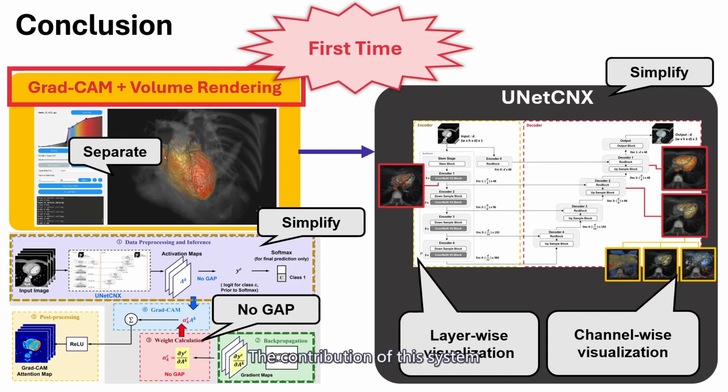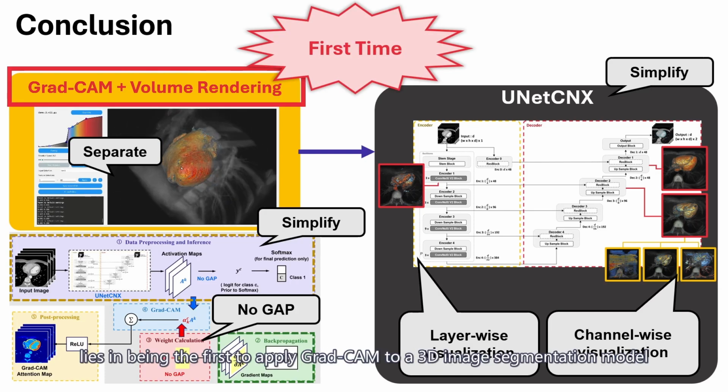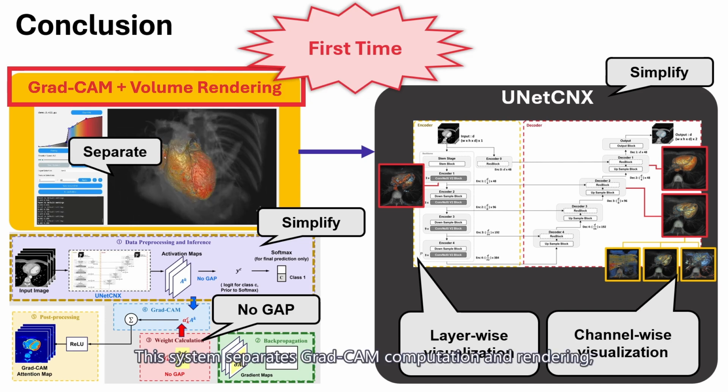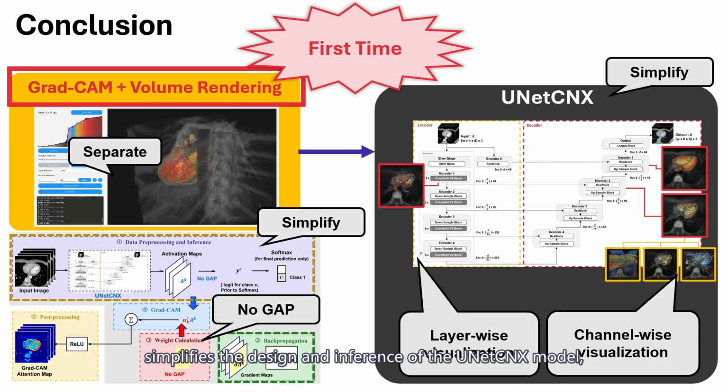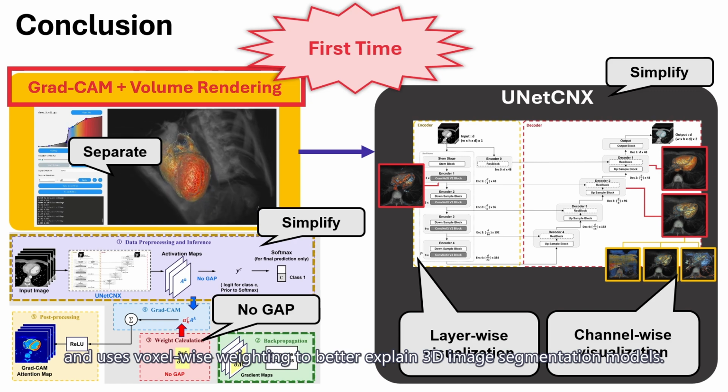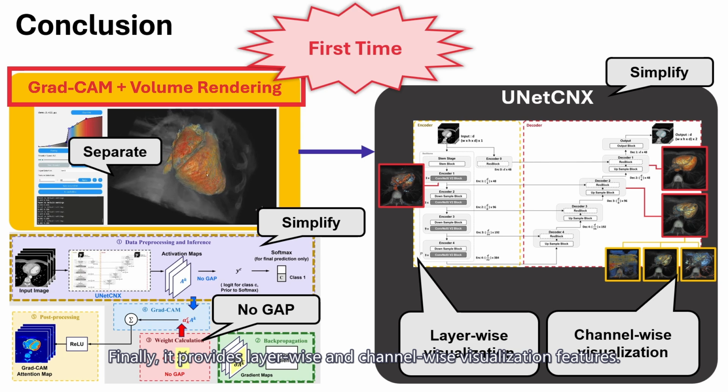The contribution of this system lies in being the first to apply Grad-CAM to a 3D image segmentation model for cardiac muscle, combined with volume rendering to generate 3D attention maps. This system separates Grad-CAM computation and rendering, simplifies the design and inference of the UNet-CNX model, and uses voxel-wise weighting to better explain 3D image segmentation models. Finally, it provides layer-wise and channel-wise visualization features.